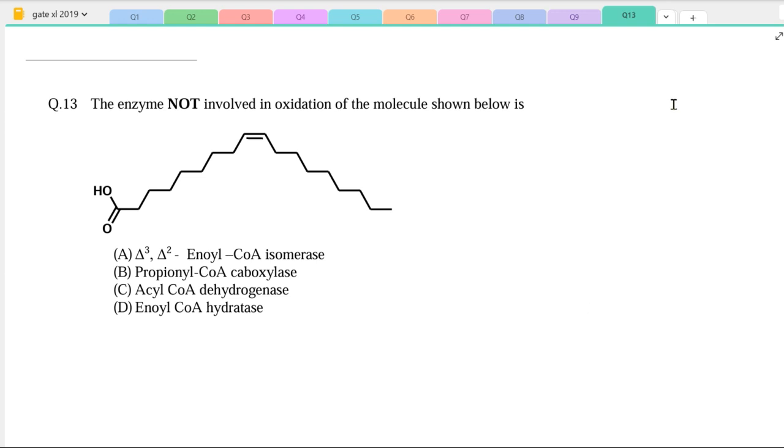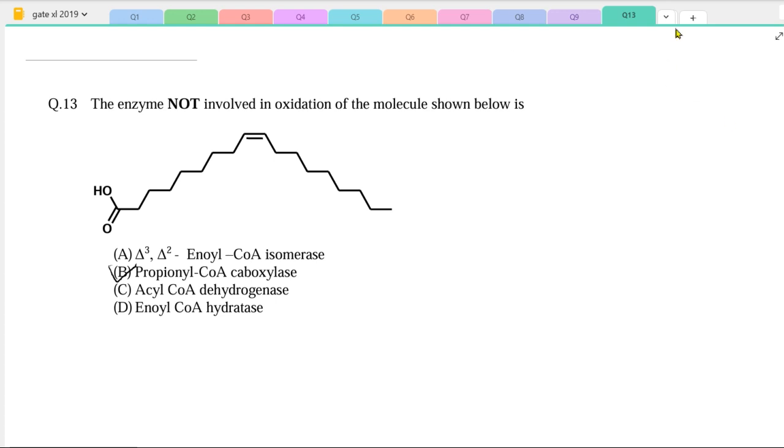The enzyme not involved in the oxidation of the following molecule is... So the correct answer here is carboxylase. Of course, it's involved in the carboxylation reaction, which is removal of carbon dioxide, which is not an oxidation process. However, isomerase, dehydrogenase, and hydratase can lead to oxidation of the molecule given in the picture. So the correct answer here is carboxylase.